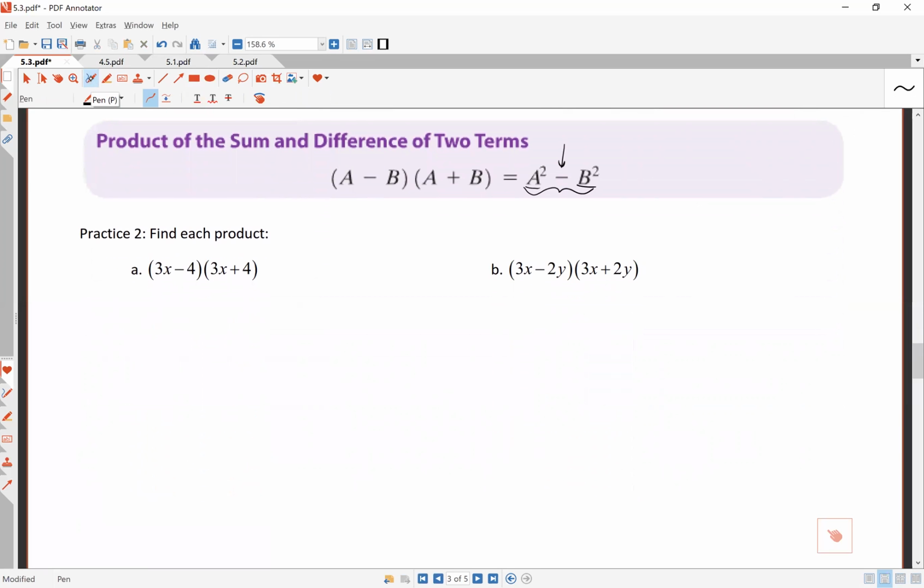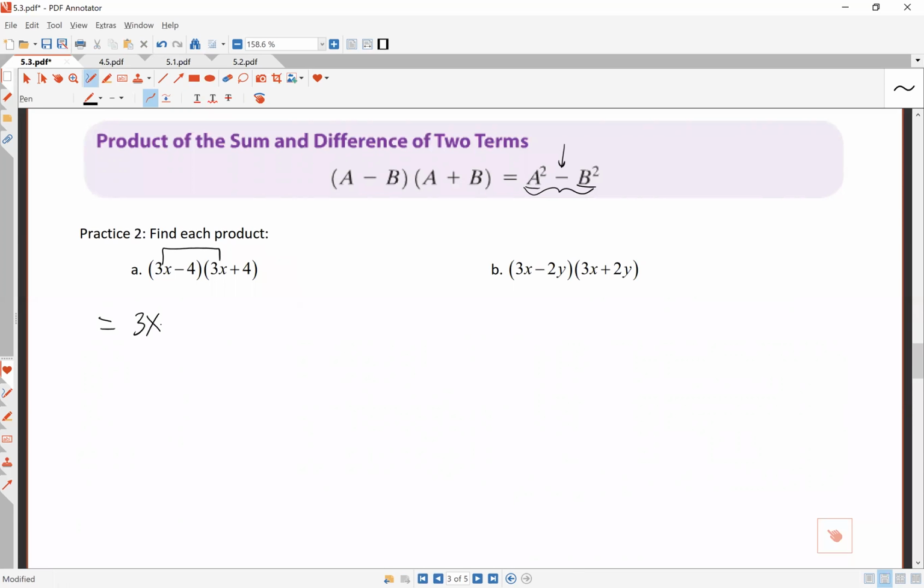Here are two practice problems for you to try. I encourage you to press pause on your video and work these out, and come back and press play when you're ready to see the solutions. Now that you've had a chance to work these out on your own, I'll work these out with you.